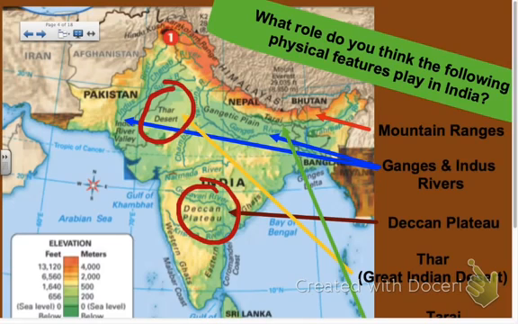In this area of India, they get less than 4 inches of rainfall per year. So it is a very, very dry place.